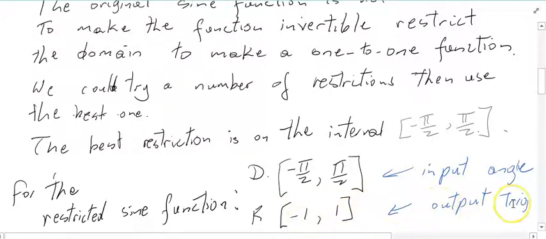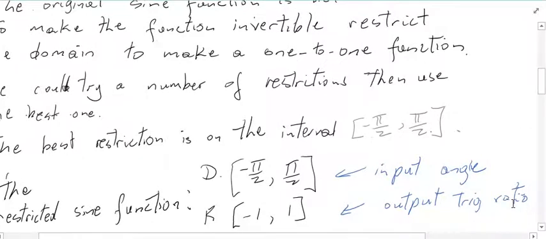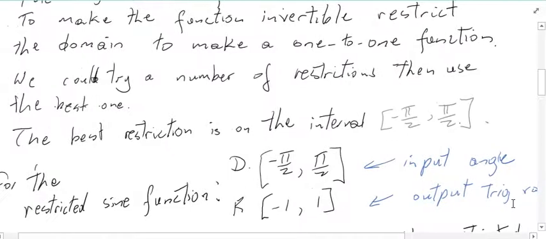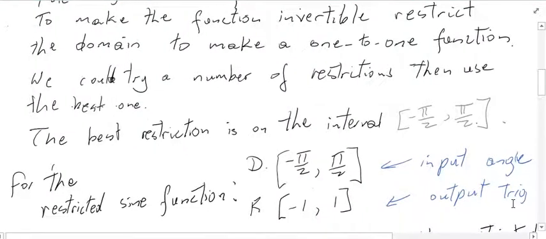And your outputs there are trig ratios. Now, how do we find the inverse sine function from this information, or the domain and range of the inverse sine function?